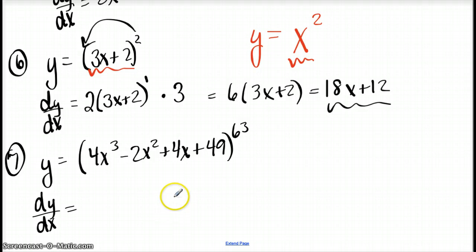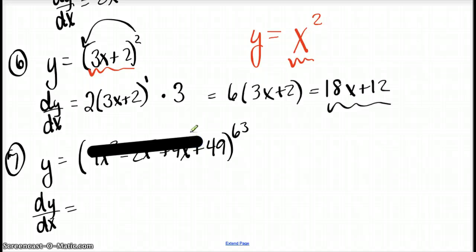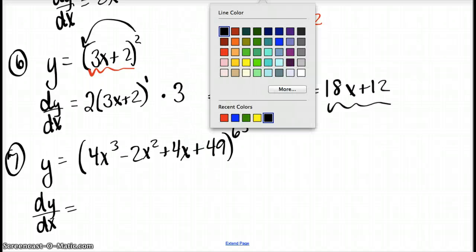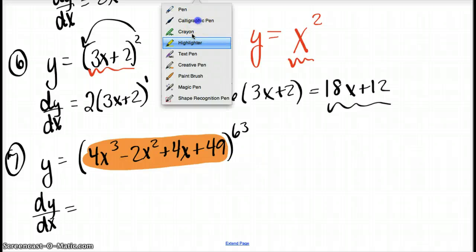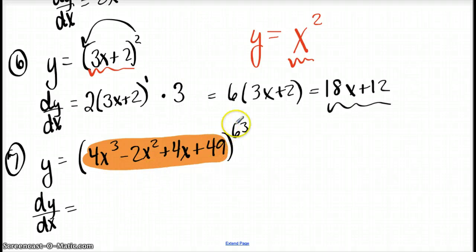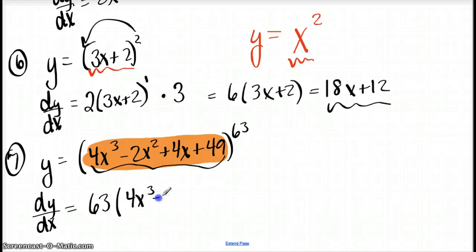What do I ignore first? Oh, meant to change that. Okay, let's do orange. Ignore this piece for the first part. So I bring 63 in the front. Are you with me? Yeah. And I drop this. I drop everything with it exactly as it looks.